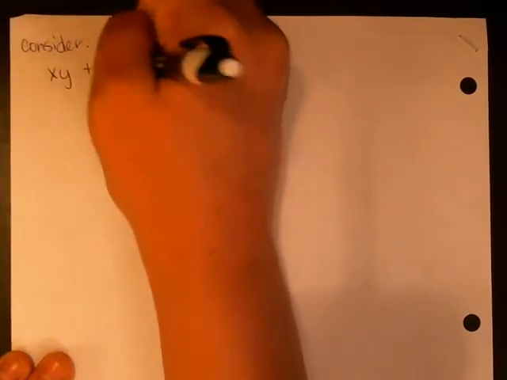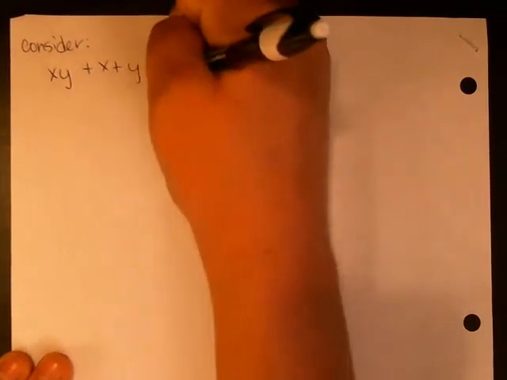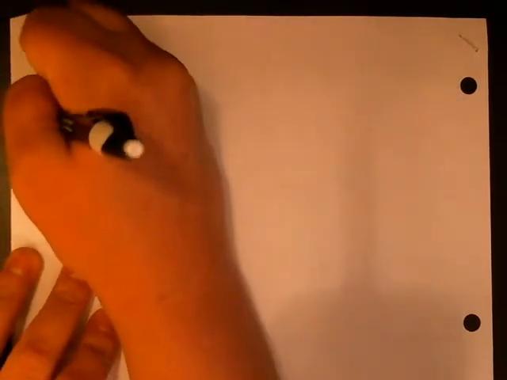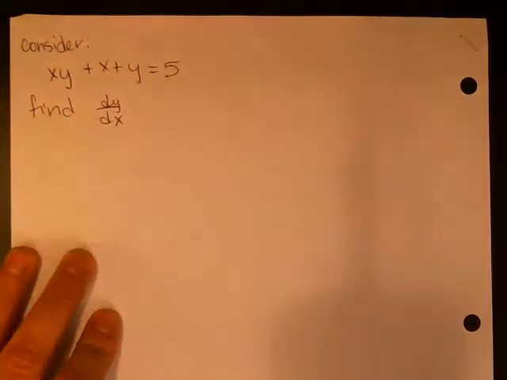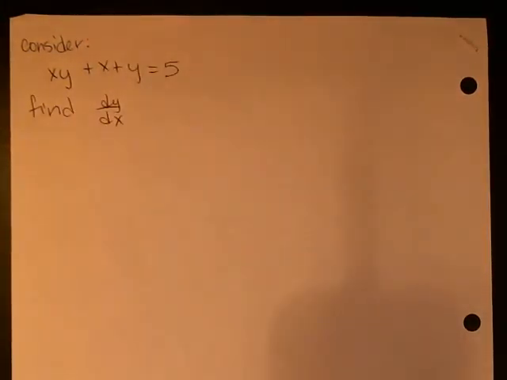So let's say I have xy plus x plus y equals 5. And my goal is to find dy dx. So I want a formula that tells me how fast y is changing with respect to x. And it could just as easily be that I want to know how fast x is changing with respect to y, but the notation tells me. So really pay attention to your notation. You'll see a lot of dy dx, but it doesn't really have to be that.